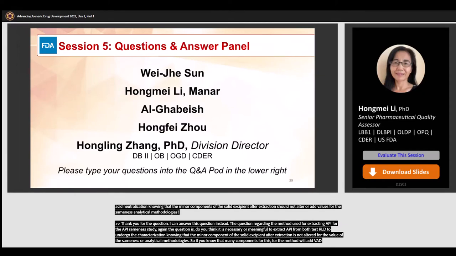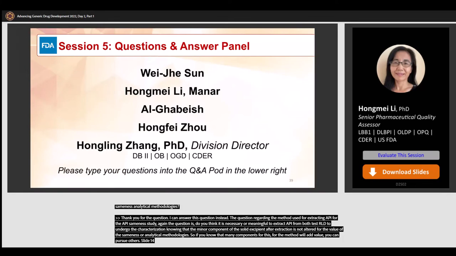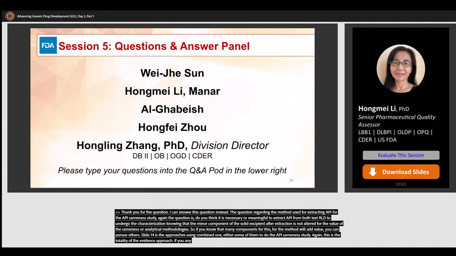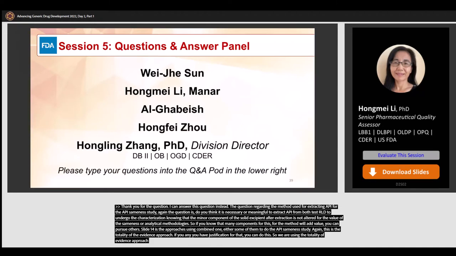Slide 13 lists the four approaches you can use, combined or some of them, to do the API sameness study. Again, it's a totality of the evidence approach. If you think you have justification for that, you can do this. So we are using the totality of evidence approach for the API sameness demonstration. Thank you.